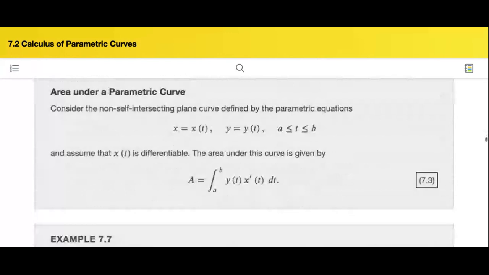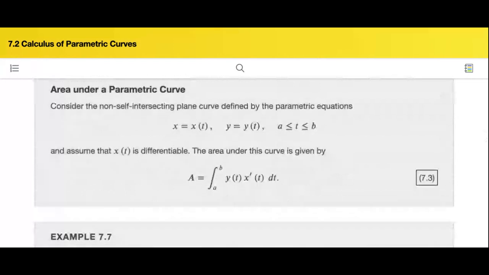So theorem: if we have a parametric equation, x of t, y of t, where t runs from a to b, so a is the lower limit, b is the upper limit, and of course assume x of t, y of t are smooth functions, which means differentiable at all values of t from a to b, the area under this curve is the integral from a to b, y of t times x prime of t.